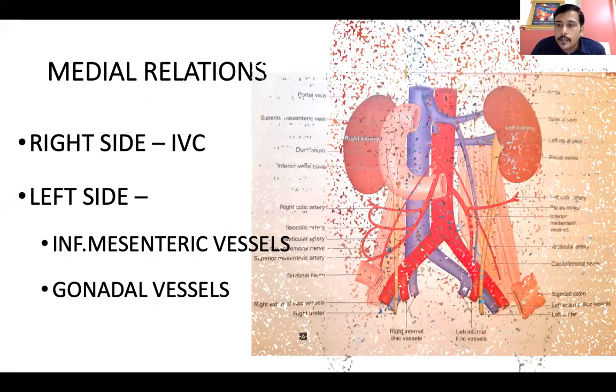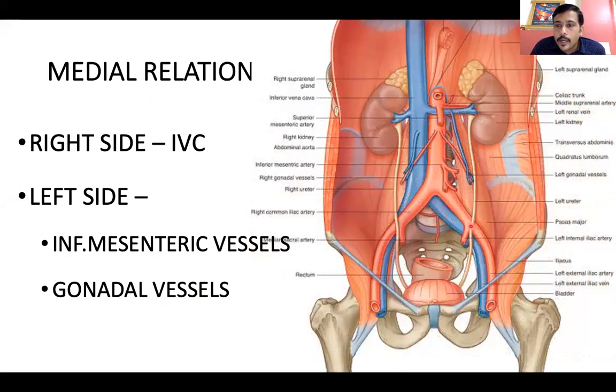So we can see here, this is the left gonadal vein, which is draining to the left renal vein. Okay, the left gonadal vein drains to the left renal vein, whereas the right one drains directly to the inferior vena cava, whereas the left one will drain to the renal vein. Whereas the right and left gonadal arteries are the direct branches of the abdominal aorta itself.